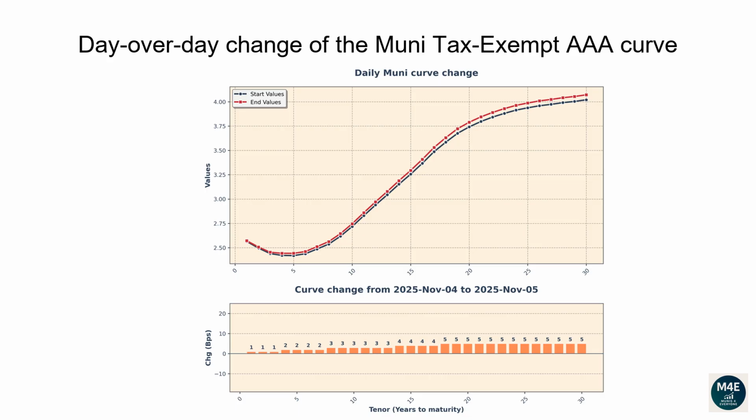The one-year tenor changed 1 basis point. The 2-year tenor changed 1 basis point. The 5-year tenor changed 2 basis points. The 10-year tenor changed 3 basis points. The 20-year tenor changed 5 basis points. The 30-year tenor changed 5 basis points.